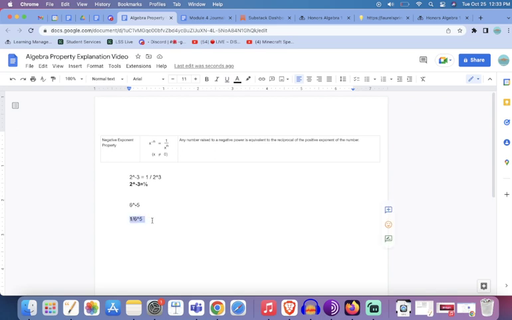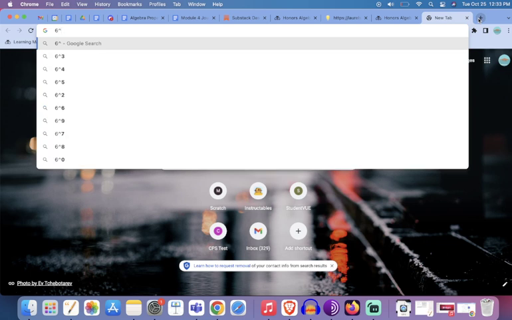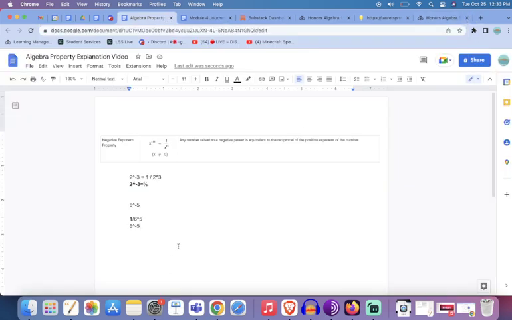If we wanted to simplify it even further, we could make it look like this. So 6 to the power of negative 5 equals 1 over 6 to the power of 5. Now 6 to the power of 5 is 7,776. So it equals 1 over 7,776. And this would be the answer to our other problem.